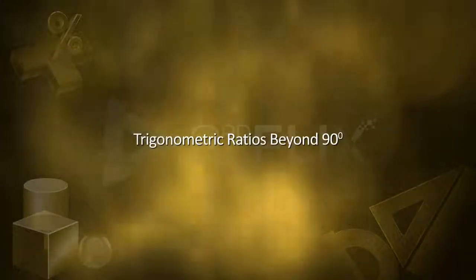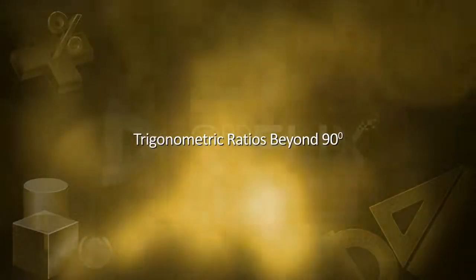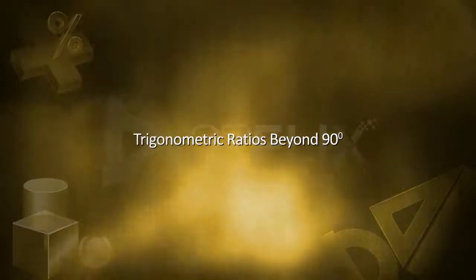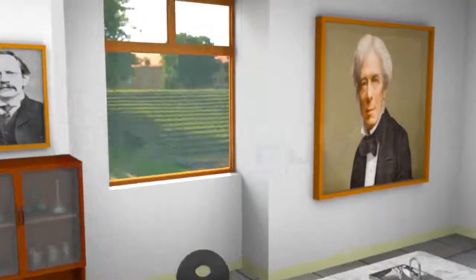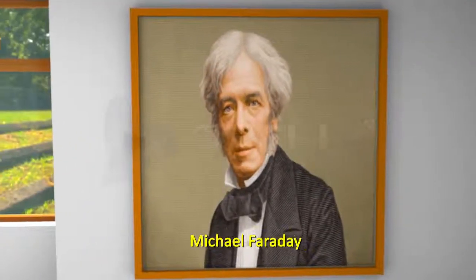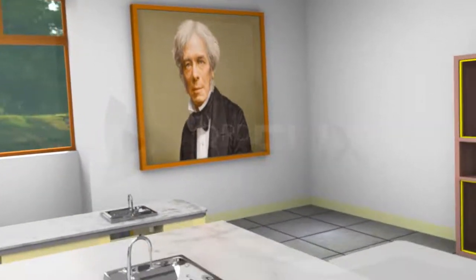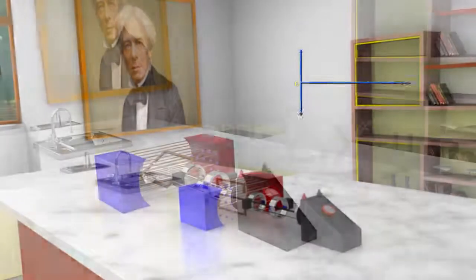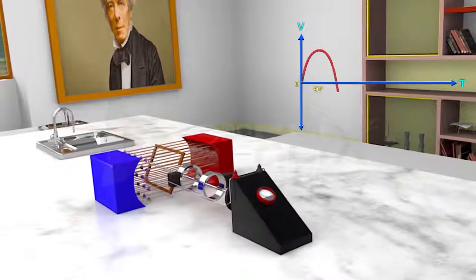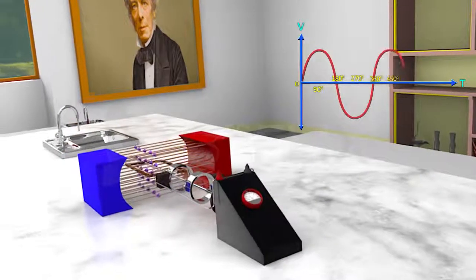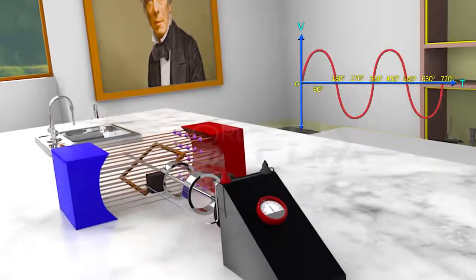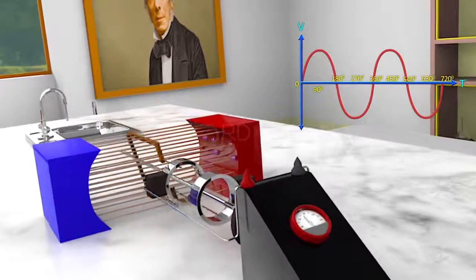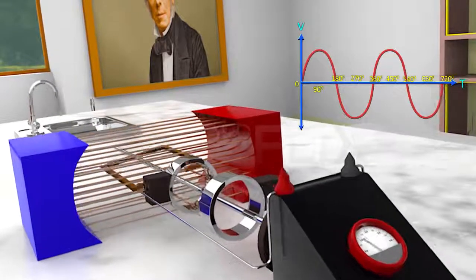Trigonometric ratios beyond 90 degrees. In 1831, Michael Faraday discovered that an electric current was generated by rotating a coil of wire in a magnetic field. The electric current displayed a voltage which varied between positive and negative values as the coil rotated through 360 degrees. The resultant voltage represented a sine wave.